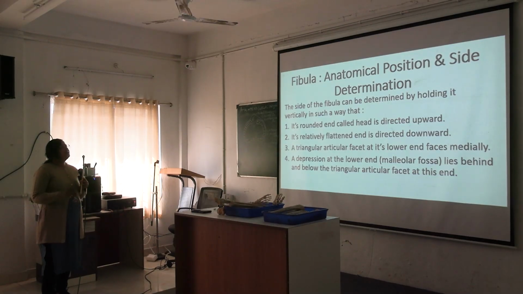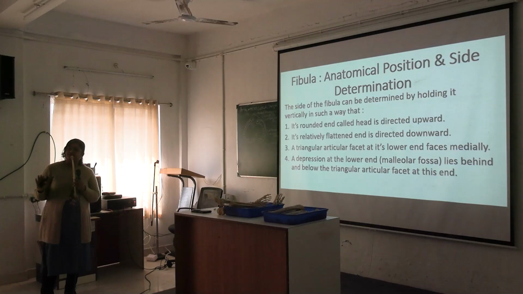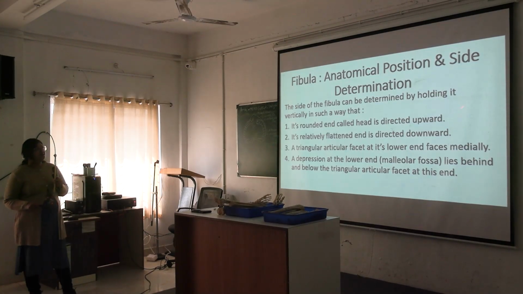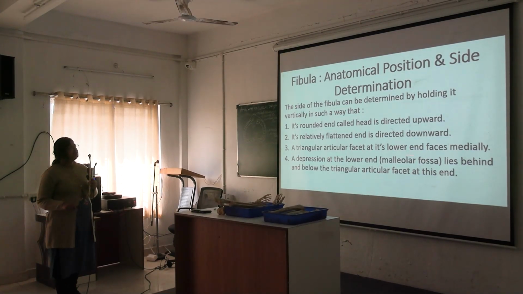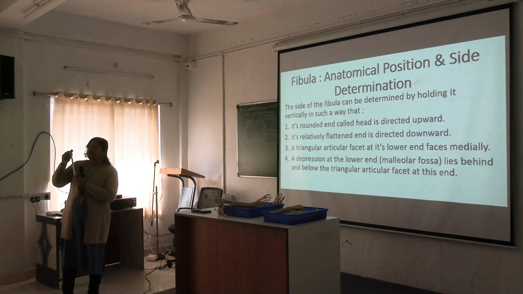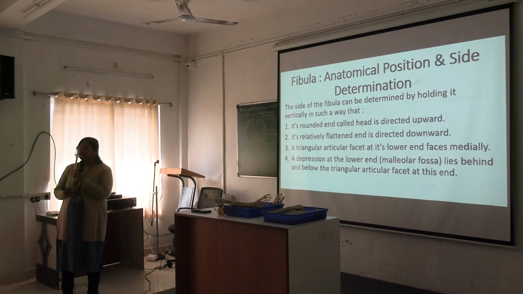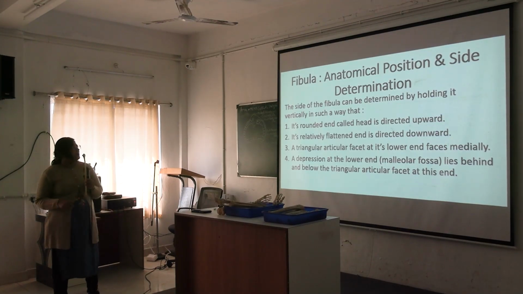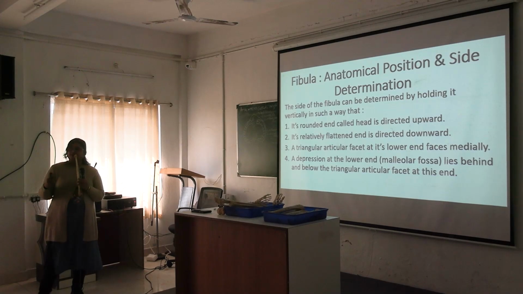Next we are going to the anatomical position and site determination. Very important, these points you must remember. The side of the fibula can be determined by holding it vertically in such a way that the rounded end, called the head, is directed upward. This is the rounded end, and you can see this is the flattened end. So the rounded end will be above. So above and below is done.